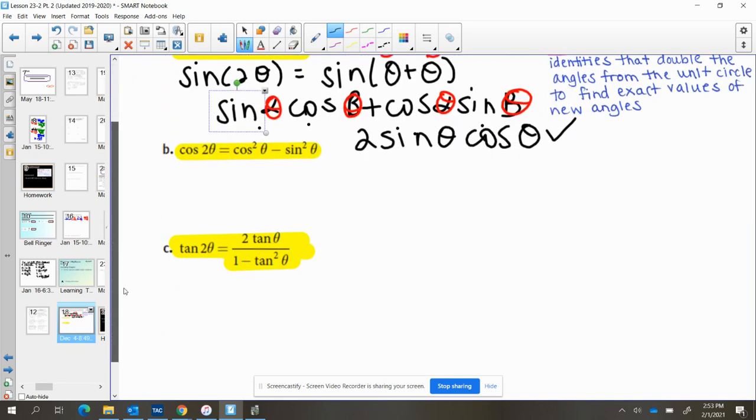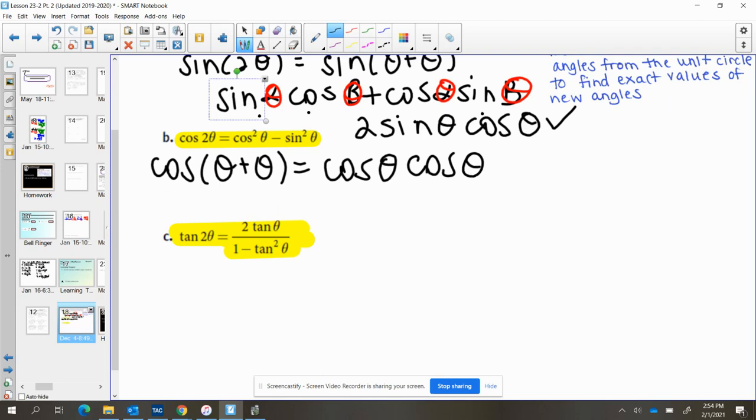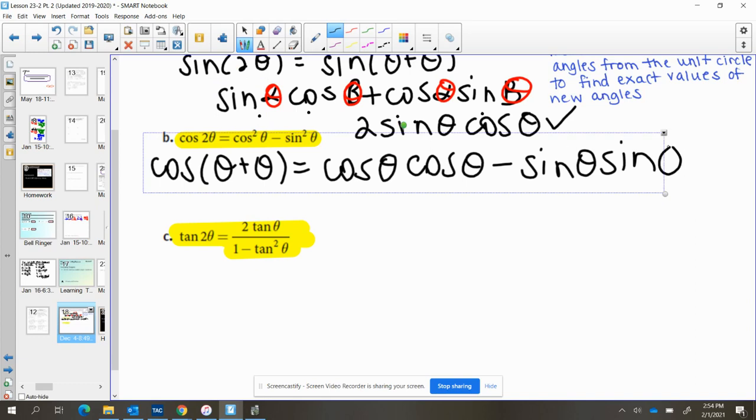Same thing's going to happen with B and C. We can verify that the left-hand side equals the right-hand side. So again, we can rewrite cosine of 2 theta as theta plus theta. And again, using our sum theorem, we know that this would be cosine of theta times cosine of theta minus sine of theta times sine of theta. Again, just plugging in theta for alpha and beta. Well, we know cosine times cosine is cosine squared theta, and sine times sine is sine squared theta. So again, checks out in our verification.